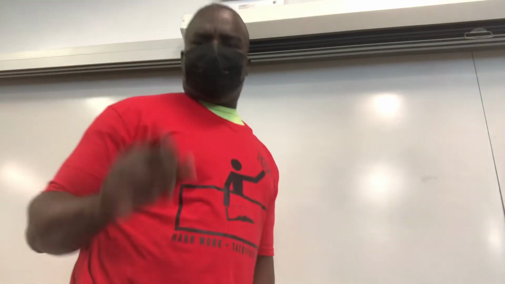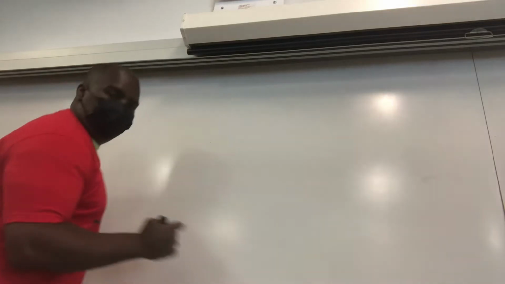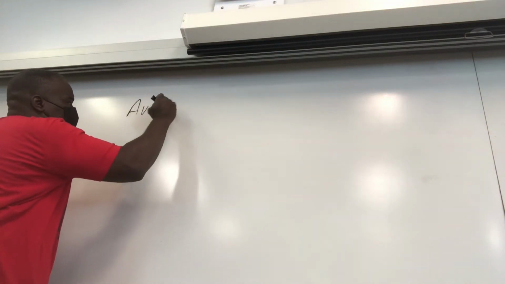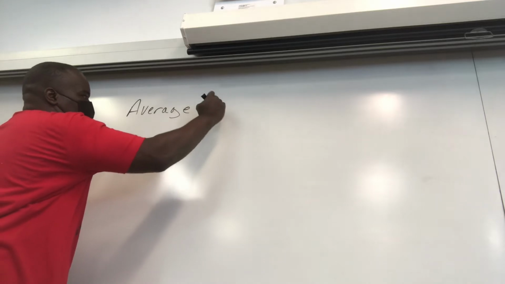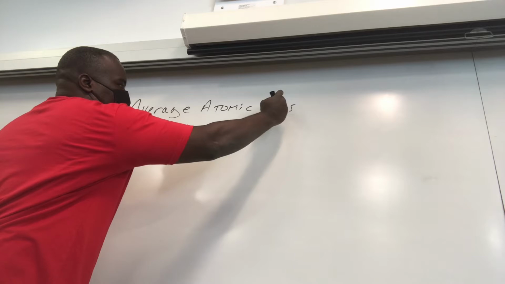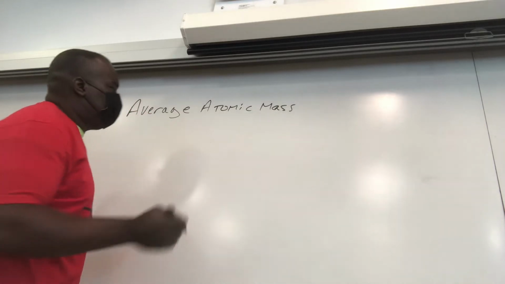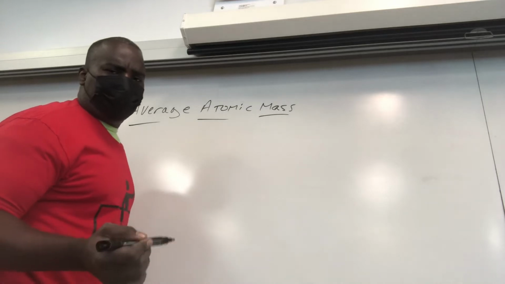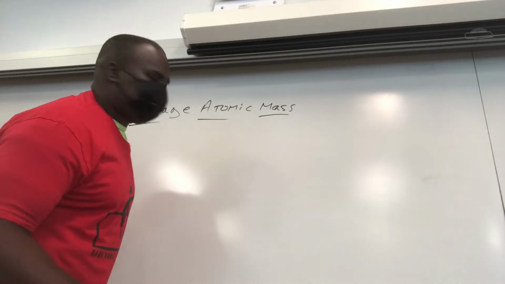We're going to look at average atomic mass. Now before we jump into the calculations, let's do some background. Let's say we have carbon. We know carbon's atomic number is 6.